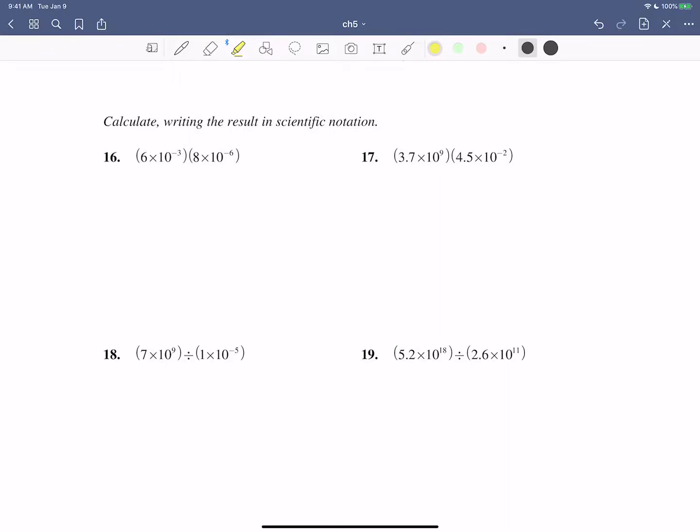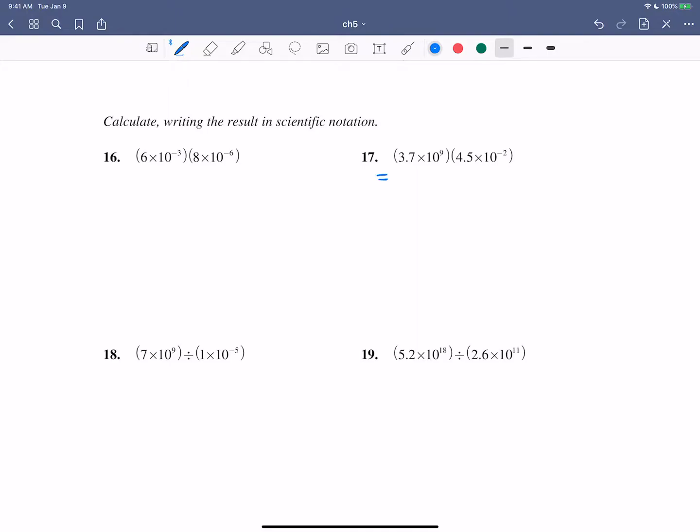One of the benefits of using scientific notation is to perform complicated calculations, operations between very large numbers and very small numbers. Let's use 17 and 19 to illustrate. Number 17: 3.7 times 10 to the 9th times 4.5 times 10 to the negative 2.